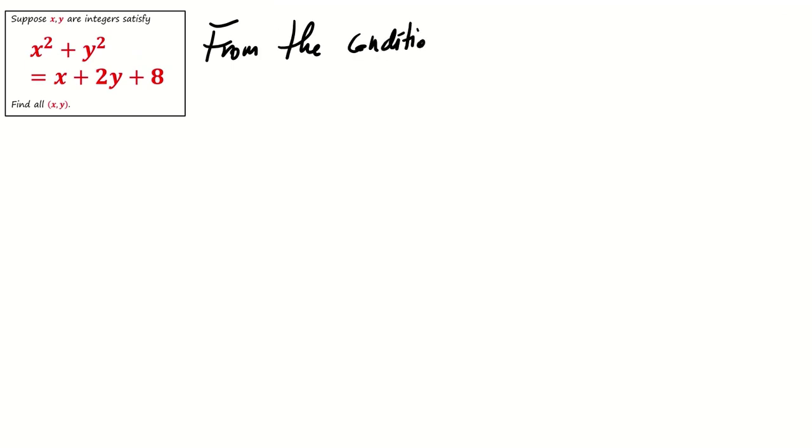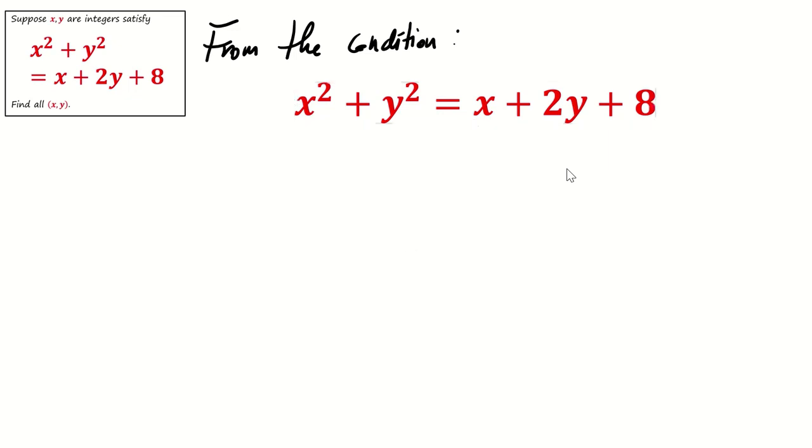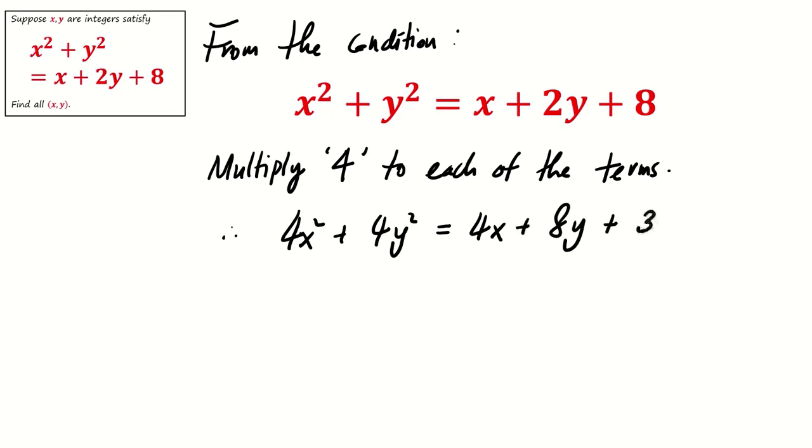From the condition that x squared plus y squared equals x plus 2y plus 8, we try to write it in the form a squared plus b squared equals some constant c, where a is in terms of x and b is in terms of y. To do this, we multiply 4 to each of the terms. We obtain 4x squared plus 4y squared equals 4x plus 8y plus 32.